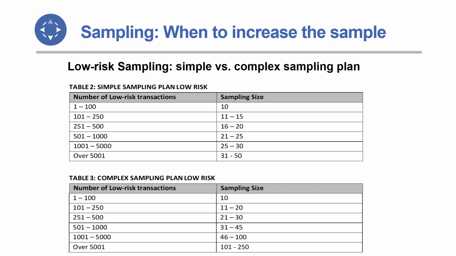So again, you can start by selecting a complex sampling plan just by looking at the initial transactions list, or you can increase the number of samples you're looking at if you're finding gaps or red flags during your review.